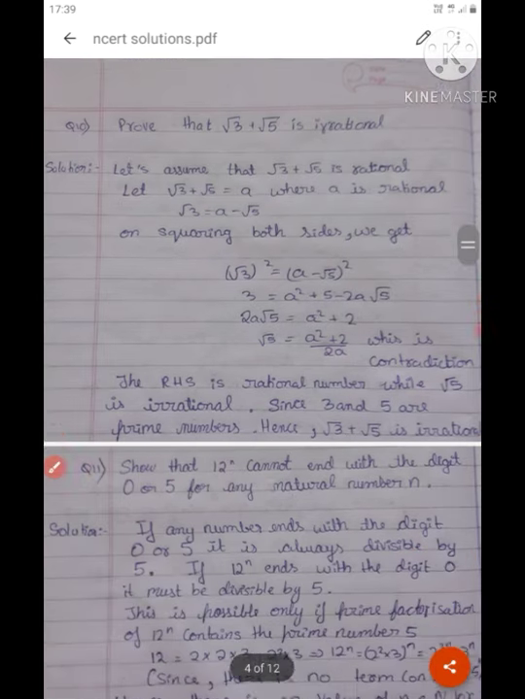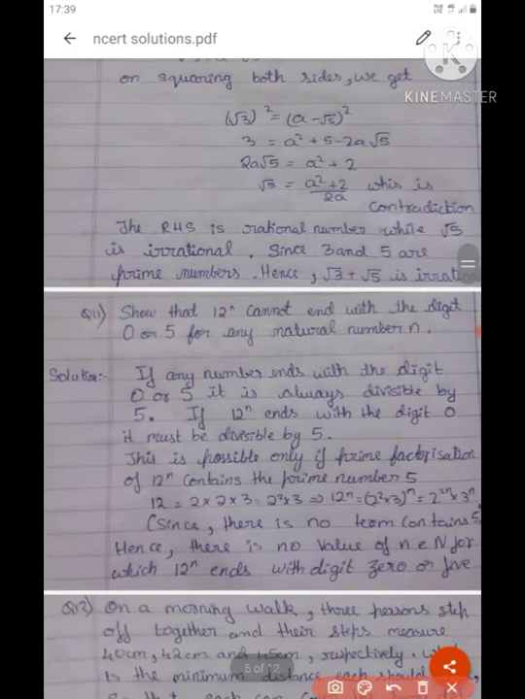We'll go for the next question, 11th one. Show that 12 to the power n can end with the digit 0 or 5 for any natural number. Do you remember, if any natural number ends with 0 or 5 as the last digit, then it's divisible by 5, right? Divisibility rule of 5 is, if a number is having 0 or 5 at its last digit, then it's divisible by 5.